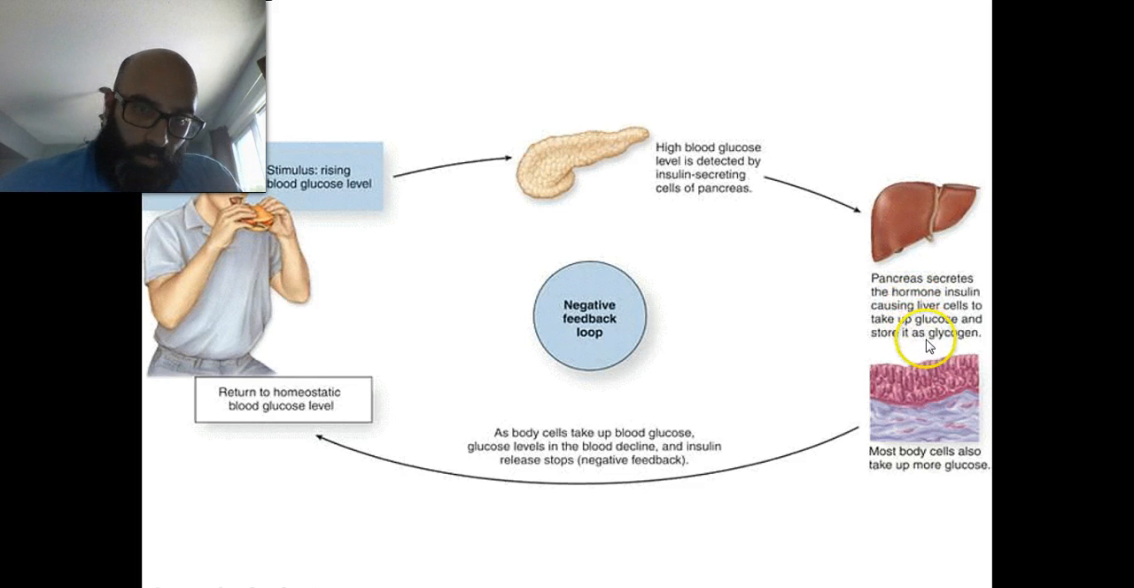That insulin goes to the body cells, telling them to take up more glucose, which then causes the body to return to normal homeostatic blood glucose levels. So in this situation, the stimulus is going to be the rise in blood glucose levels. The receptor is going to be the pancreas. In this particular example, the control center is still going to be the brain, and then the effector is going to be your body cells, and the response is the absorption of glucose from the bloodstream to decrease blood glucose levels.